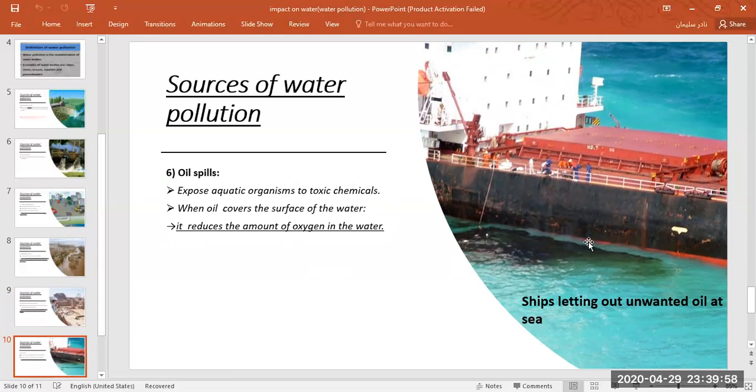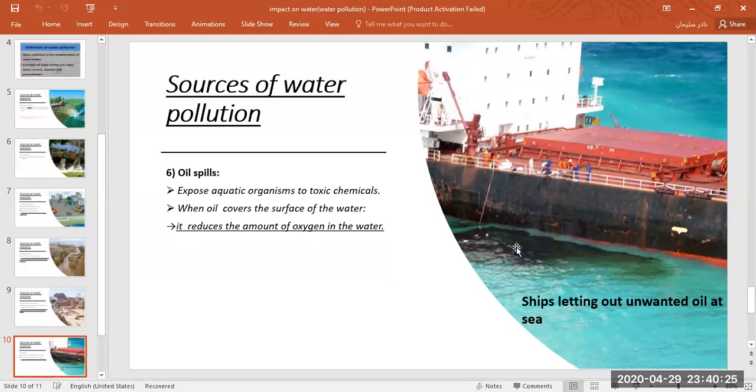Do you observe this picture? This is a huge ship. People on it are getting rid of the oil at the sea. And you know that oil is a hazardous waste, right? So many ships let out the unwanted oil at the sea. And this is so dangerous for the water. And water will be what?